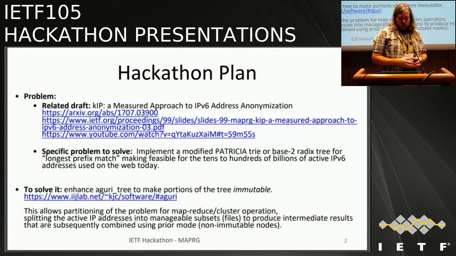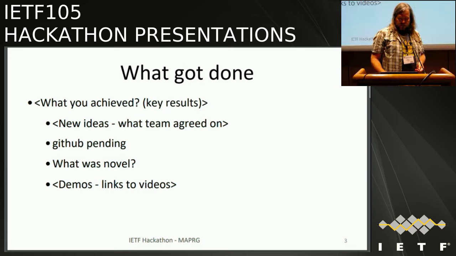So, to solve it, we decided to take an existing code base in C, the Aguri tree, which is an implementation of a Patricia tree, and make portions of the tree immutable. And I'll show you why that solves the problem. Basically, it allows you to solve the problem by partitioning it. You can partition the set of addresses arbitrarily into small sets. You can put them on a cluster, and you produce an intermediate result where you can capture the state of the tree as you're performing some operation on it, and then do it iteratively.